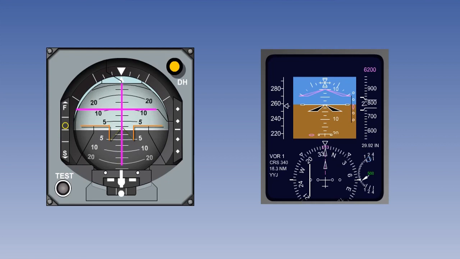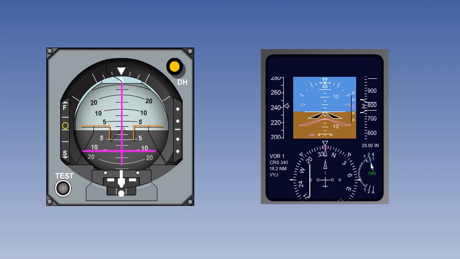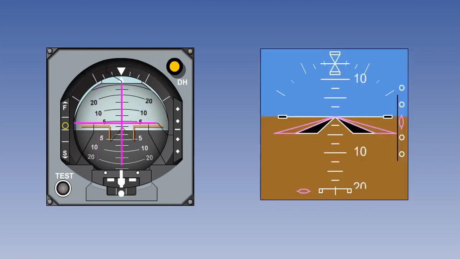A fly up command is displayed like this. Fly down is displayed like this. Fly up and left looks like this. And when commands have been satisfied, the pointers are centralized like this.